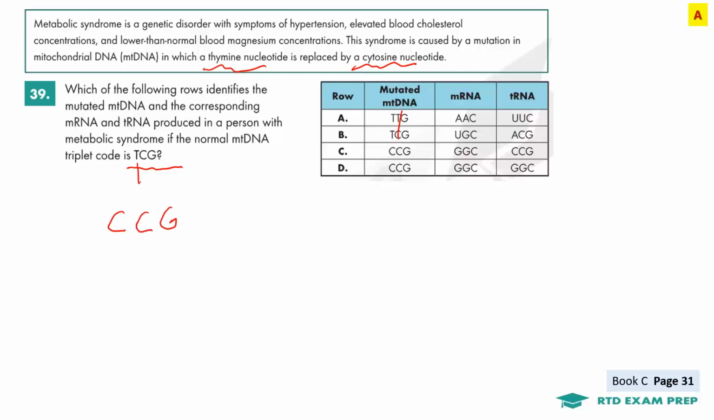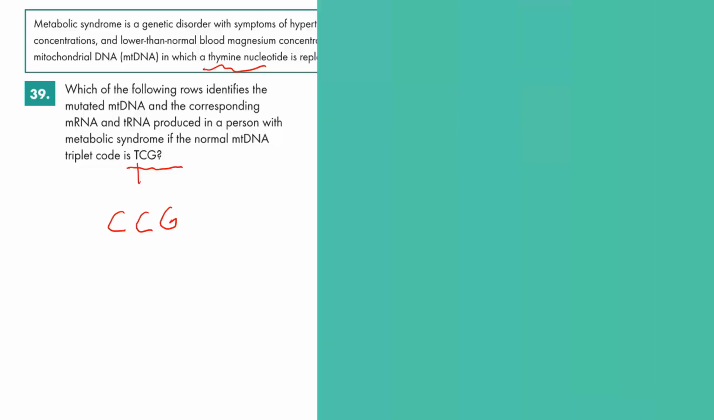So immediately, it cannot be A or B. So mRNA is going to be G, G, C. So perfect, it could be either C or D. And then our transfer RNA is going to be C, C, G. Therefore, it has to be C.